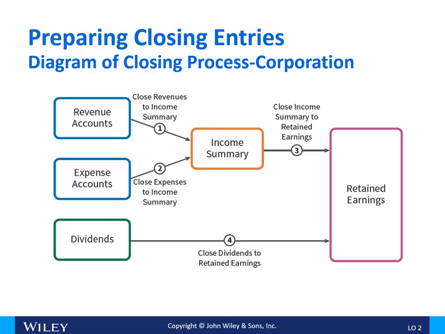Now here's what it looks like graphically. We're going to take revenue accounts and close to income summary. Expense accounts are going to close to income summary. The balance in our income summary account is then going to be our net income or net loss. We're going to close that income summary account into retained earnings. And then we take the balance in our dividends accounts and close those to retained earnings.